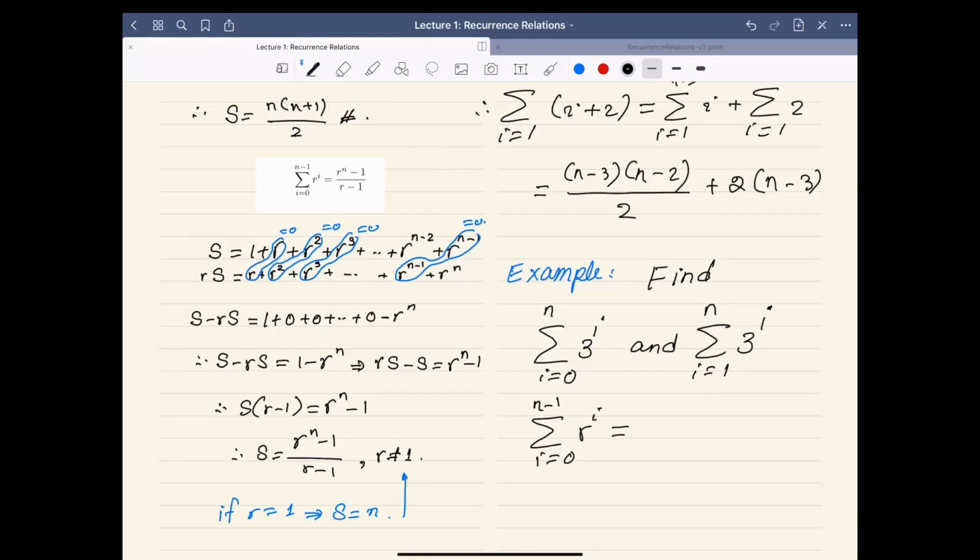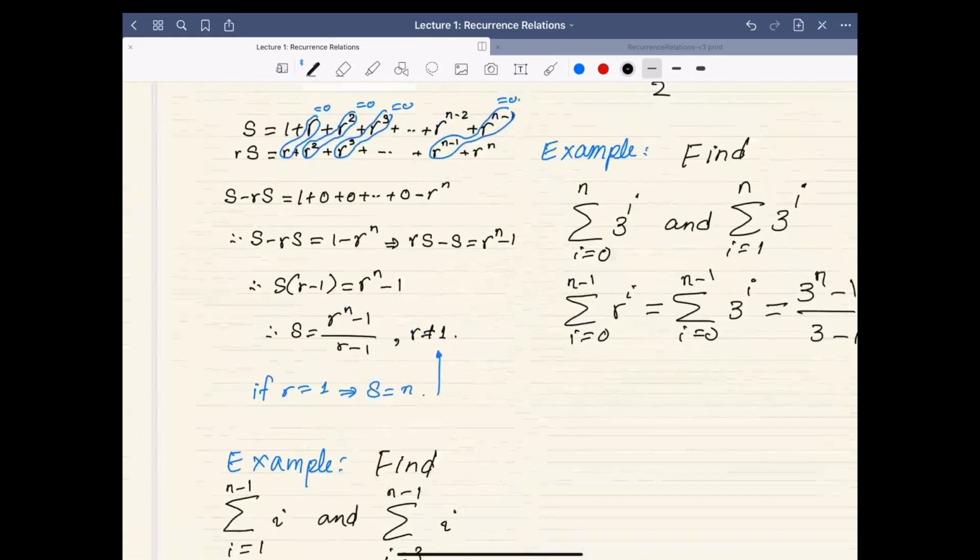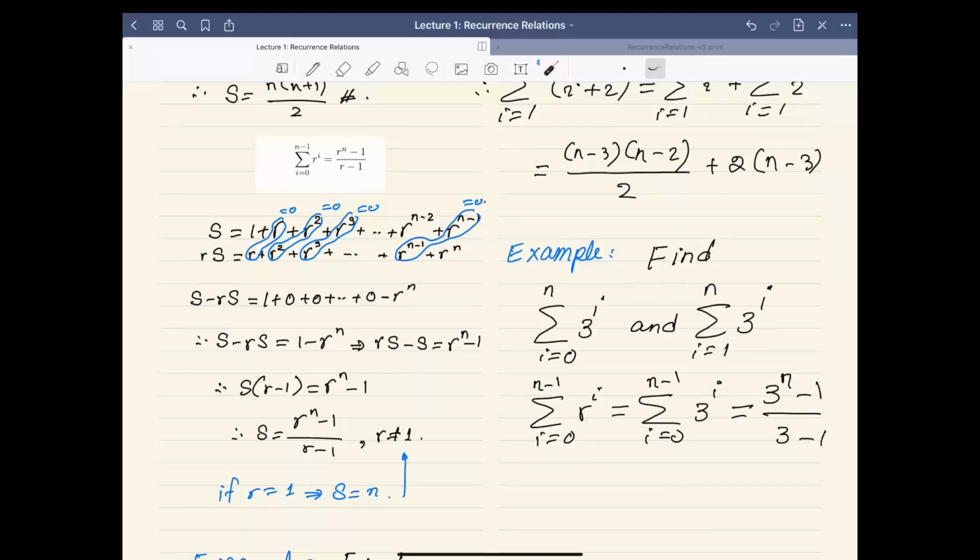Now r is equal to 3, so it is summation 0 up to n minus 1 of 3 raised to power i, which is equal to 3 raised to power n minus 1 over 3 minus 1, which is 2. Maybe I should write it explicitly from the rule. So here we have 3 minus 1. This is from the geometric sequence formula, which is this one.